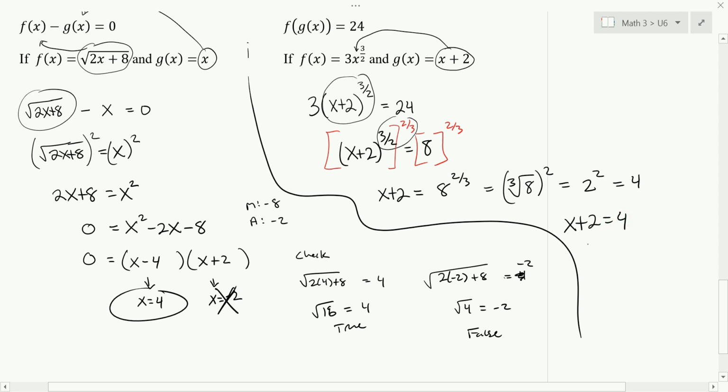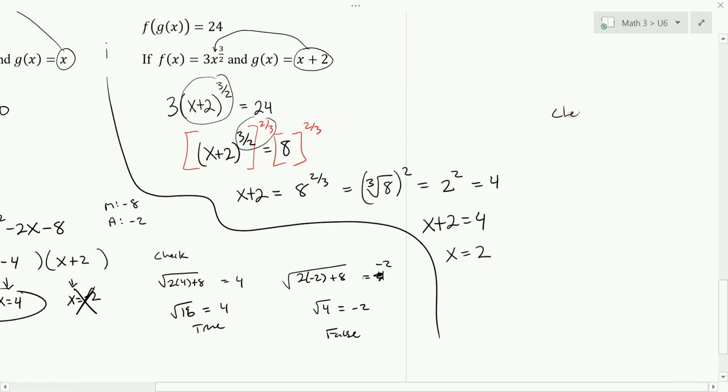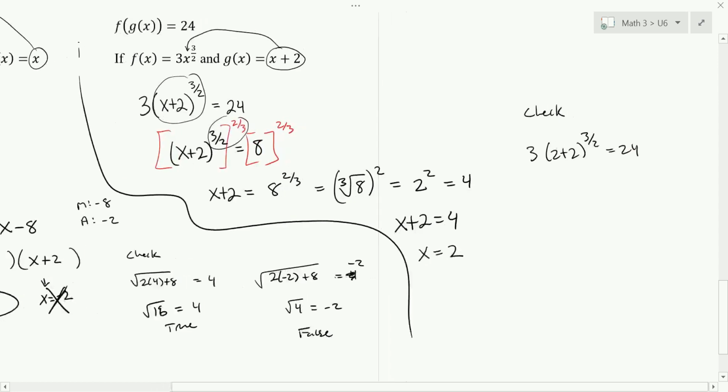Okay? And you subtract 2, and you get 2. And try it out. And you find that that's true, and you get to keep it.